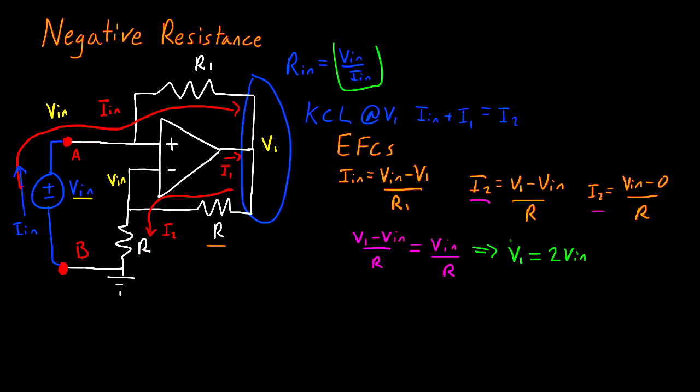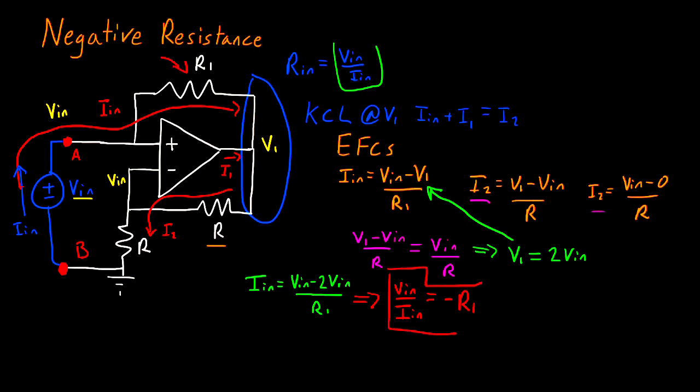So now what I need to do is take this value for V1 and plug that in right there. And from there, I can find my input resistance. Plugging that in, we have that In is equal to Vn minus 2Vn divided by R1. And rearranging this, we get that Vn divided by In is equal to negative R1. So the input resistance of my op amp circuit is equal to the negative of this component. And this characteristic can be extremely useful.